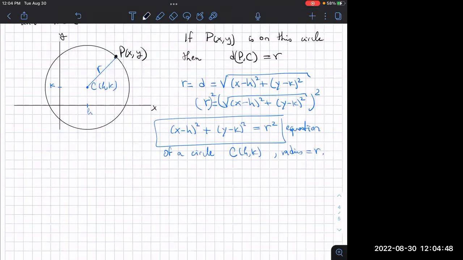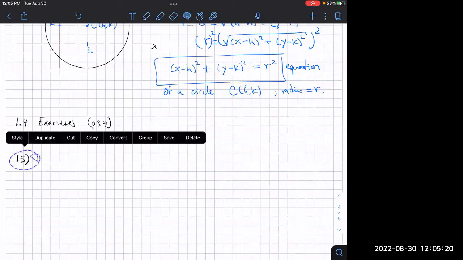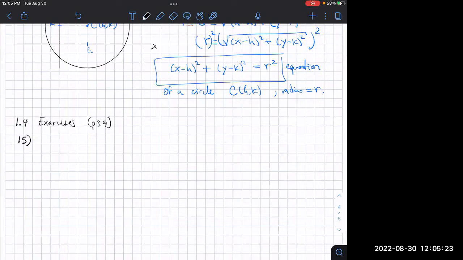So, exercises. 1.4 exercises. Now, in the 11th edition, that's page 39. Let's look at number 15, because we should write the question. Problems 13 to 24.